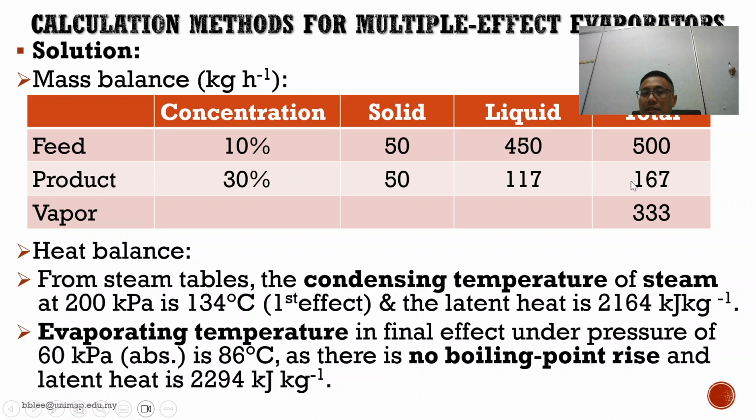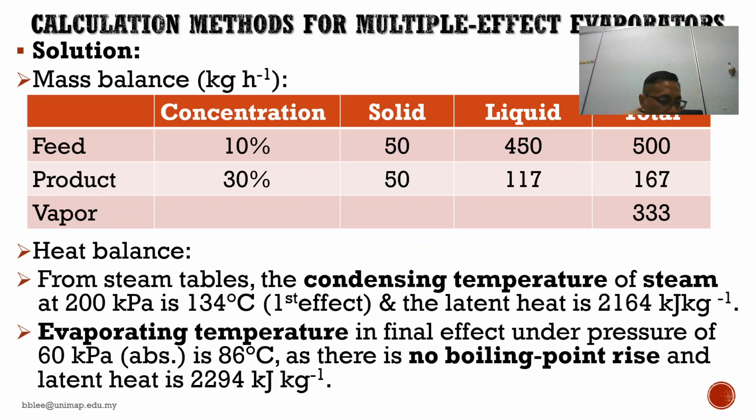50 over 167 is about 30%. Yeah, correct. Let me say 50 over 167. It's 30%, correct. Okay, so it's 30%. Now, okay, now the heat balance.